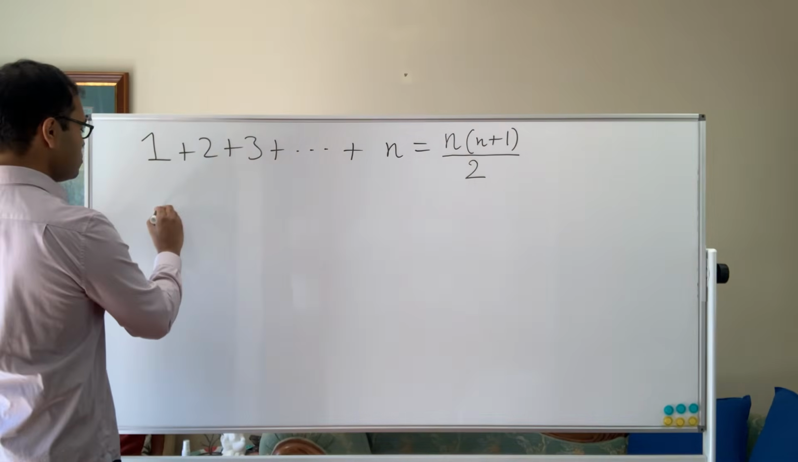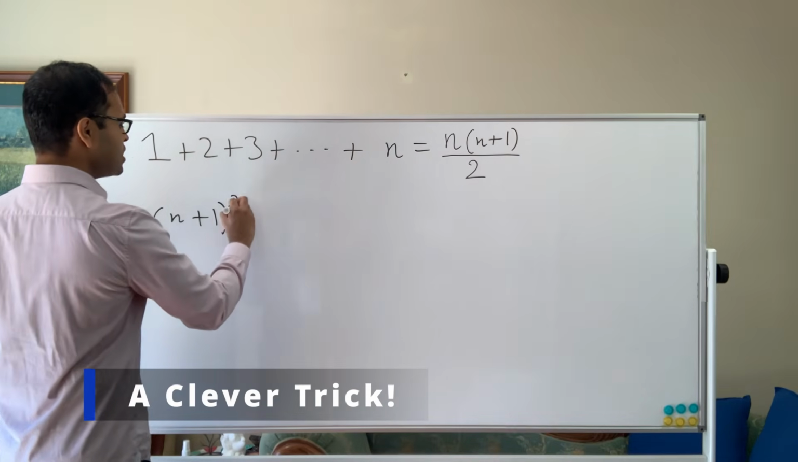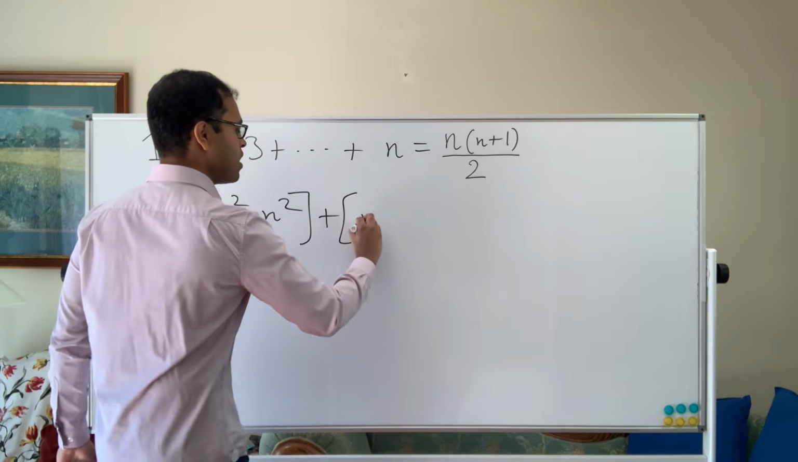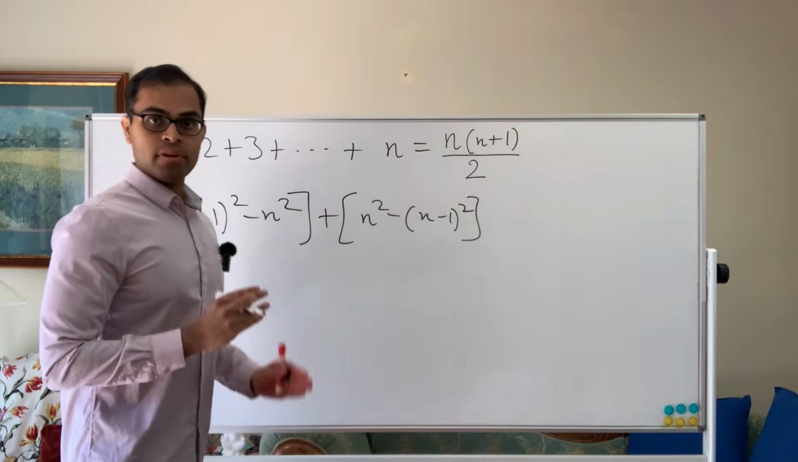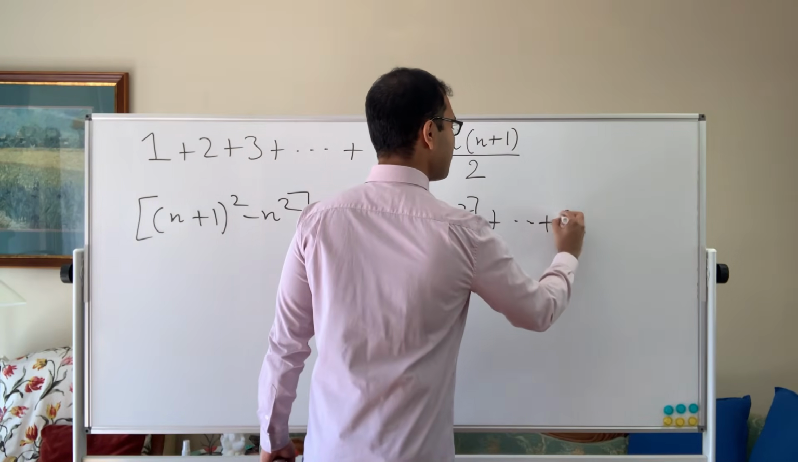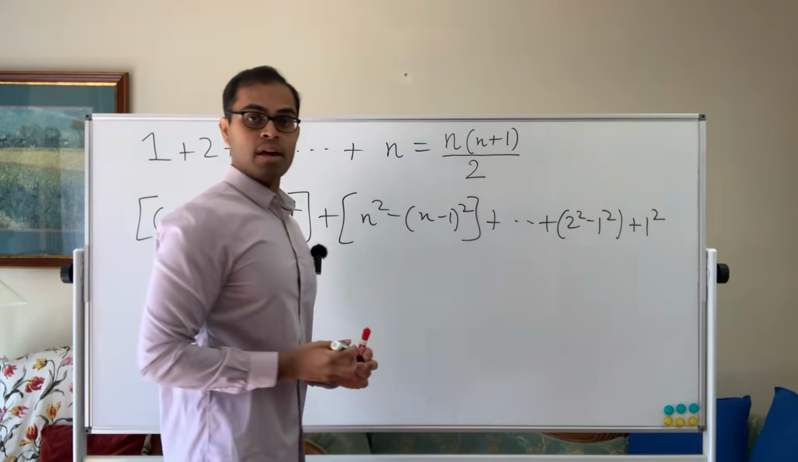So the first thing is to do the following seemingly deceptive trick. I'm going to take n plus 1 squared minus n squared, and I'm going to add on n squared minus n minus 1 squared. And I'm going to keep going. I'm going to take differences of successive squares, all the way up to 2 squared minus 1 squared plus 1 squared. Okay, that's what I'm going to do.